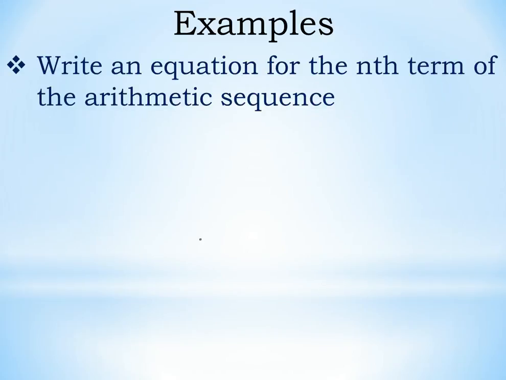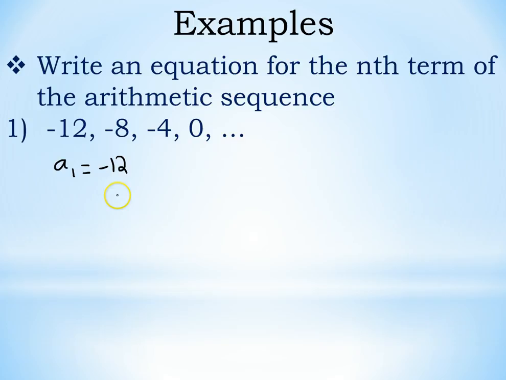So we want to write our equation for these sequences. So -12, -8, -4, 0. To write an equation, we need to identify what our first term is, which is -12. And we need to identify our common difference. To go from -12 to -8, I have to add 4. Since I'm increasing, our d value is a positive 4. Now I have everything I need. So I'm going to plug back into our equation: an equals a1 plus n minus 1 times d.